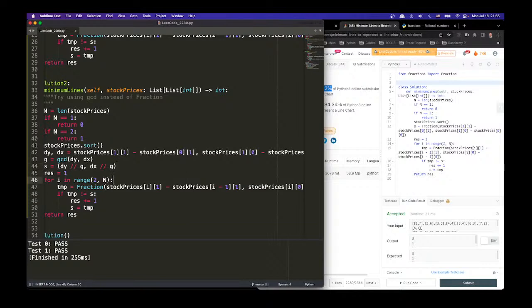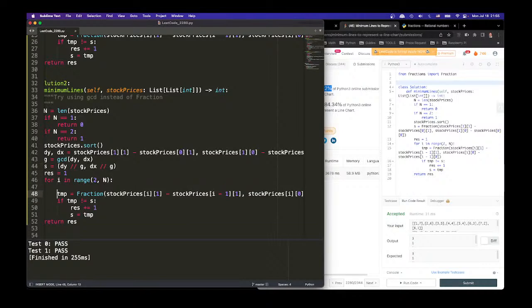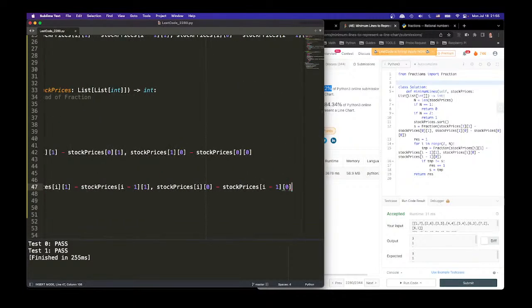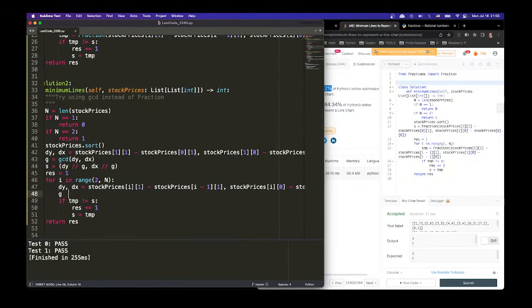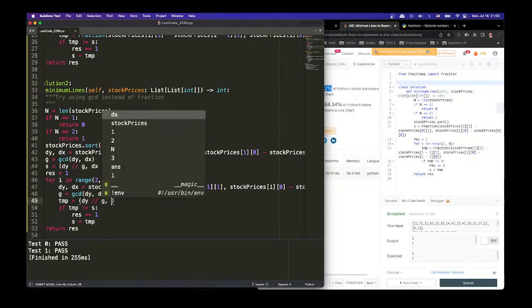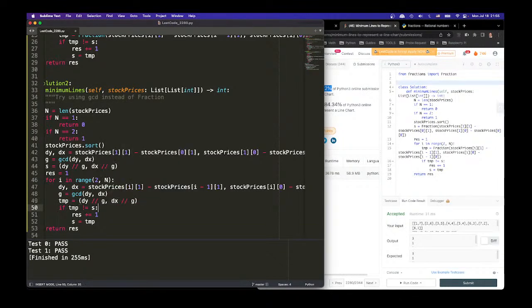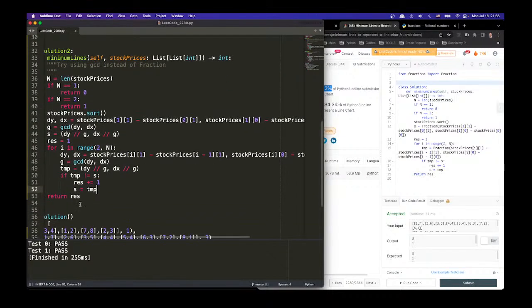Okay. So here, same thing. Alright, so instead of doing this, let's say dy, dx equals this, and we say g equals gcd(dy, dx), and we say if temp is equal to dy over g, dx over g, then this, and this. Okay, let's try number 2.